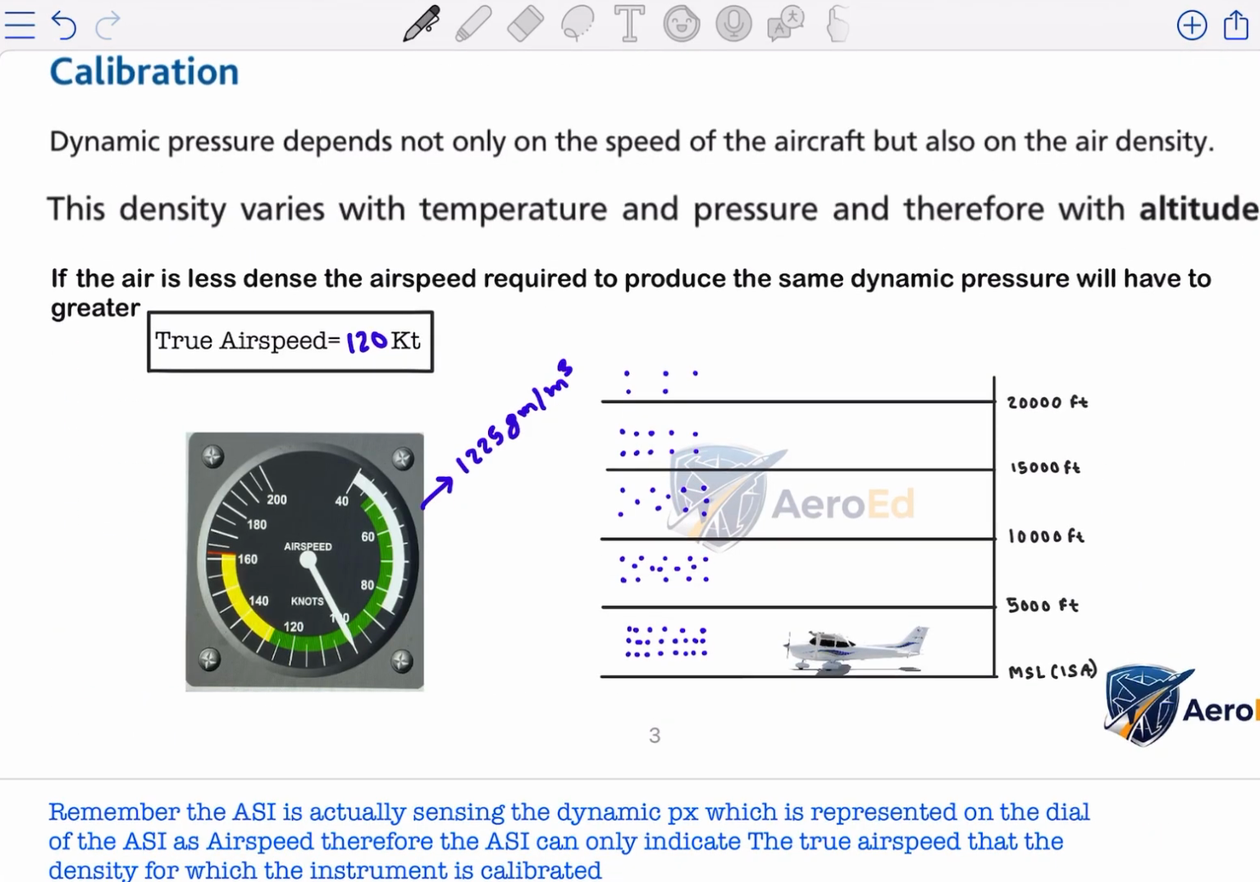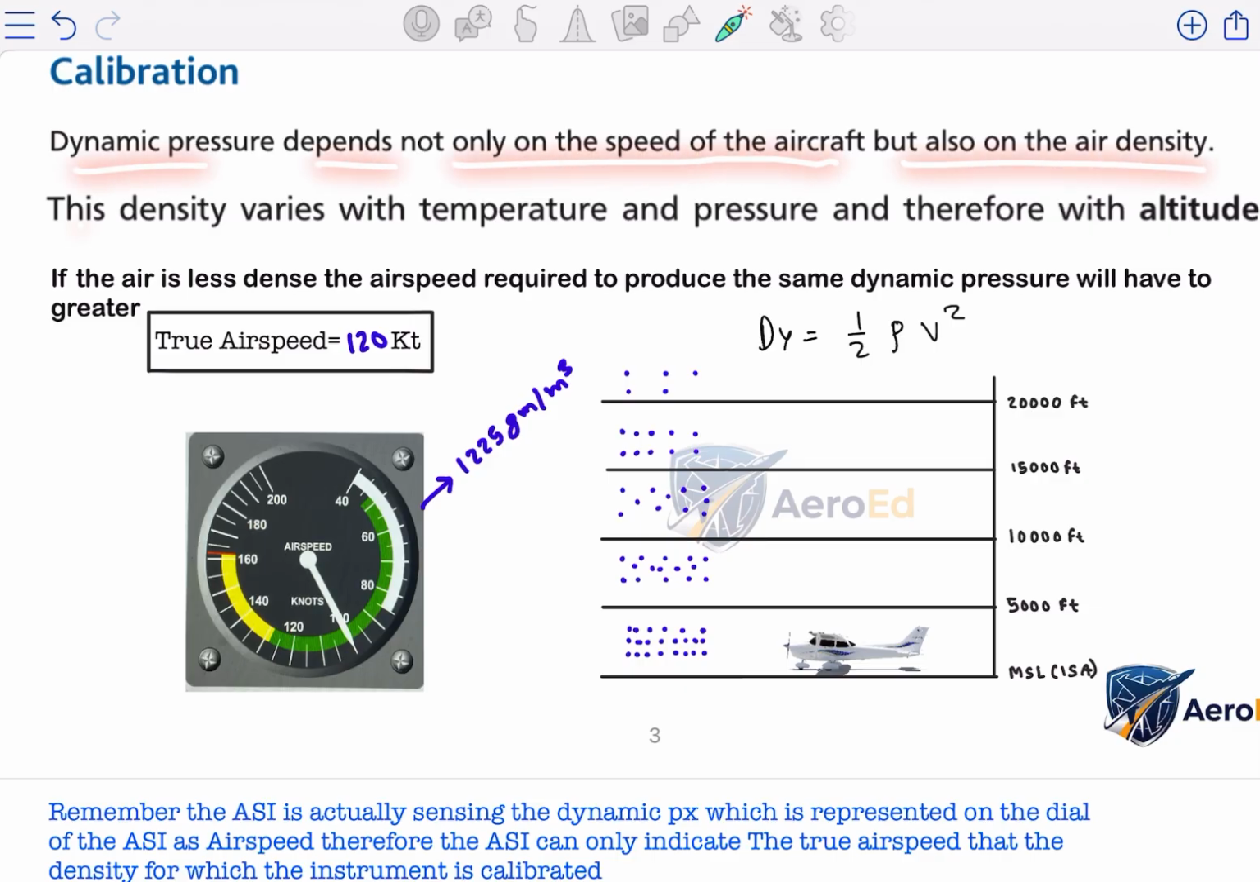From the formula of dynamic pressure, which is dynamic pressure equals half rho v squared, we can understand that dynamic pressure does not only depend on the airspeed of the aircraft but also on the density of the air. Let's read this one. Dynamic pressure depends not only on the speed of the aircraft but also on the air density. The density varies with temperature and pressure and therefore with altitude. If the air is less dense, the airspeed required to produce the same dynamic pressure will have to be greater.